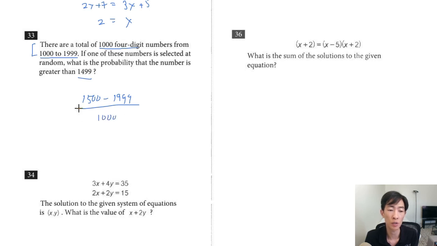So the only way you can get tripped up on this is by counting the wrong way. How many numbers are there from 1500 to 1999, including the number 1500? It's actually going to be 500. And the reason it's 500 is if you were to go from 1501 to 1999, then that's actually 499 numbers, but since we're including 1500, which is the 0 value, that's one more than 499, and so it's 500 over 1,000, which is going to be 1/2.